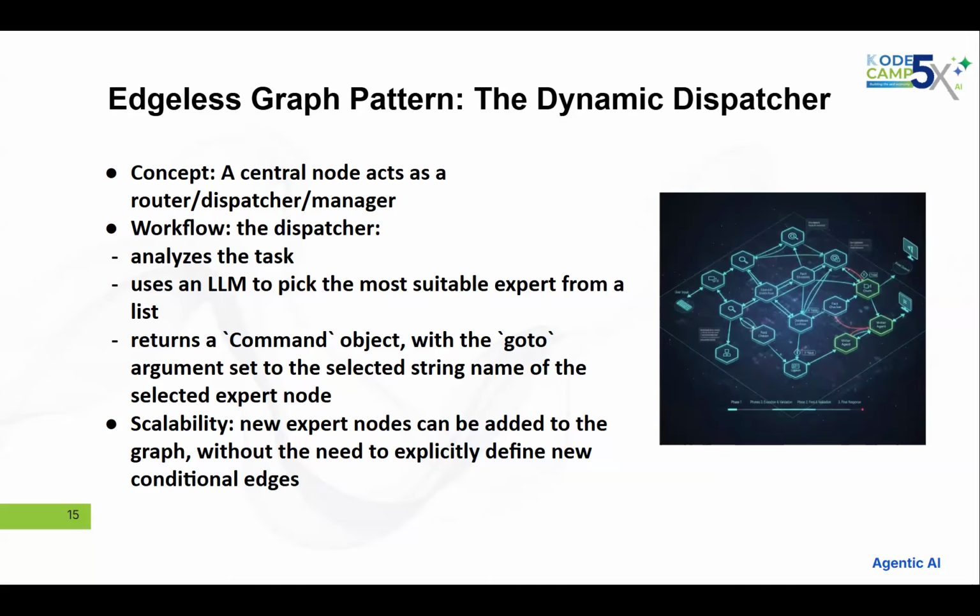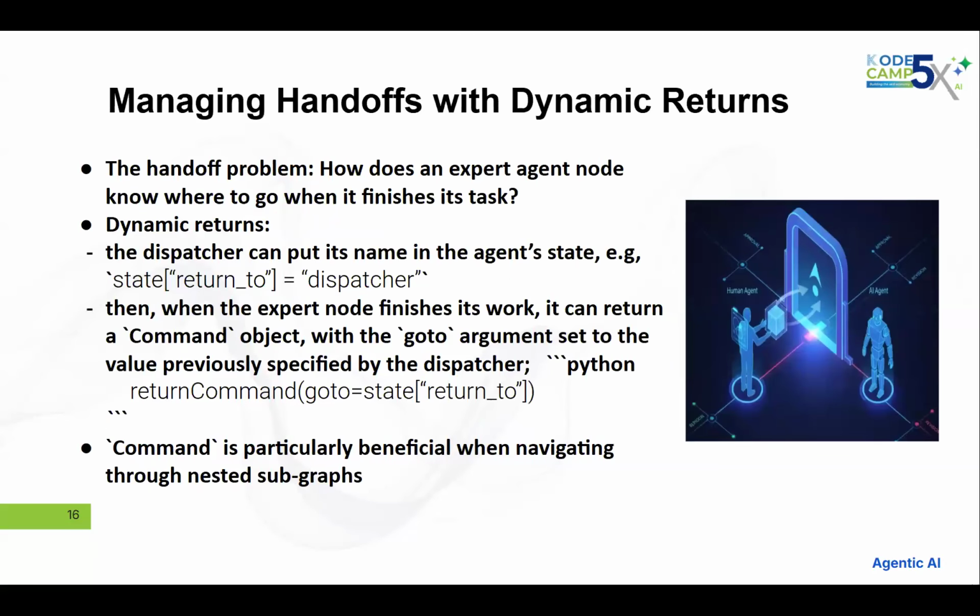And then it returns a command object with the name of that selected expert as the value for the go-to argument. So the implication is that the graph execution will move, and the next node will now be that selected node, which is the expert. Now, when this expert has done its work, when it has handled the task or that step in the task, as the case may be, how does it know where next to go? And that's what the dynamic returns are for.